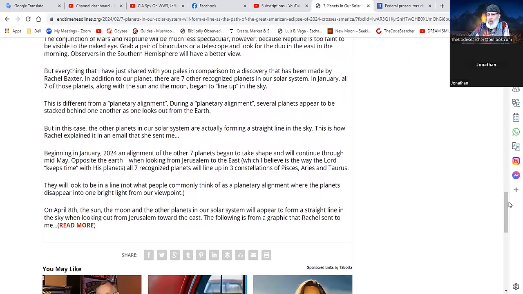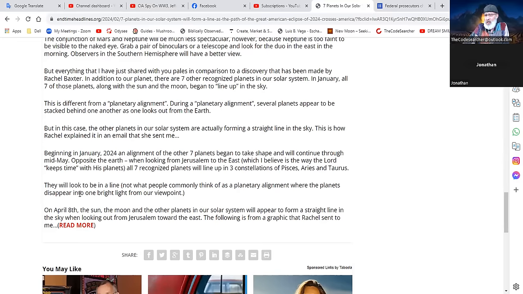Beginning on January 24th, the alignment of the seven planets begins to take shape and will continue through mid-May, opposite of the Earth, when looking from Jerusalem to the east, which I believe is the way Yah keeps time in its planets. All seven recognized planets will line up in three constellations: Pisces, Aries, and Taurus. They will look to be in a line, not what people commonly think of as a planetary alignment, where the planets disappear into one bright one. That's another perspective, but they're both alignments.